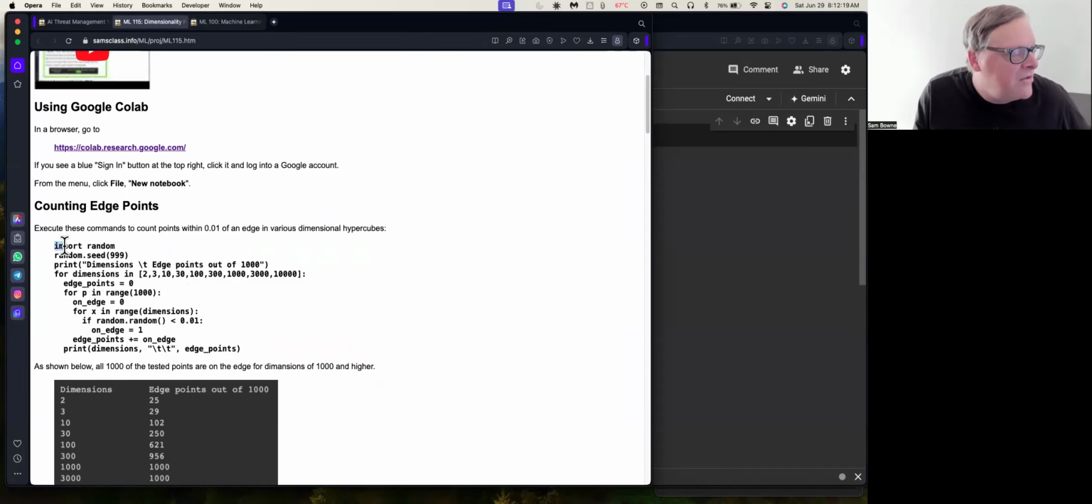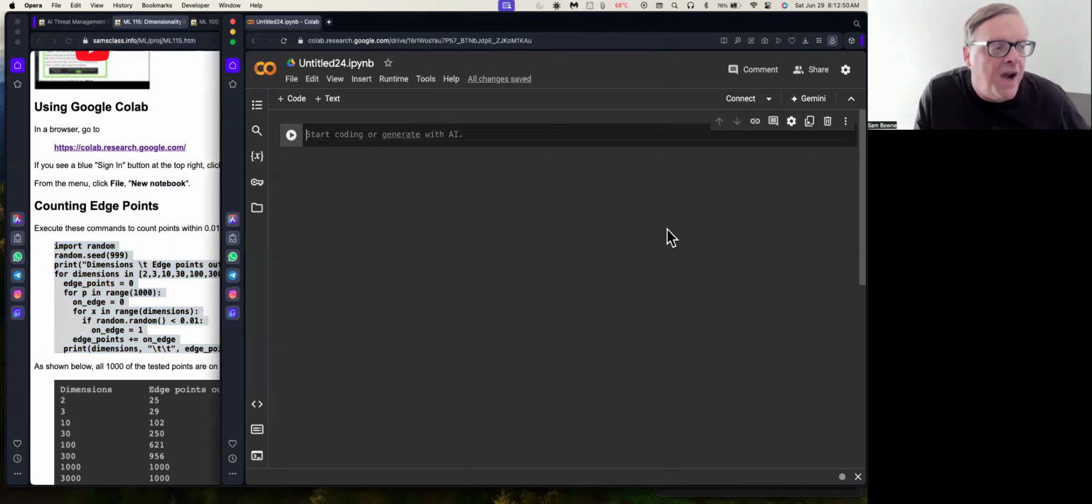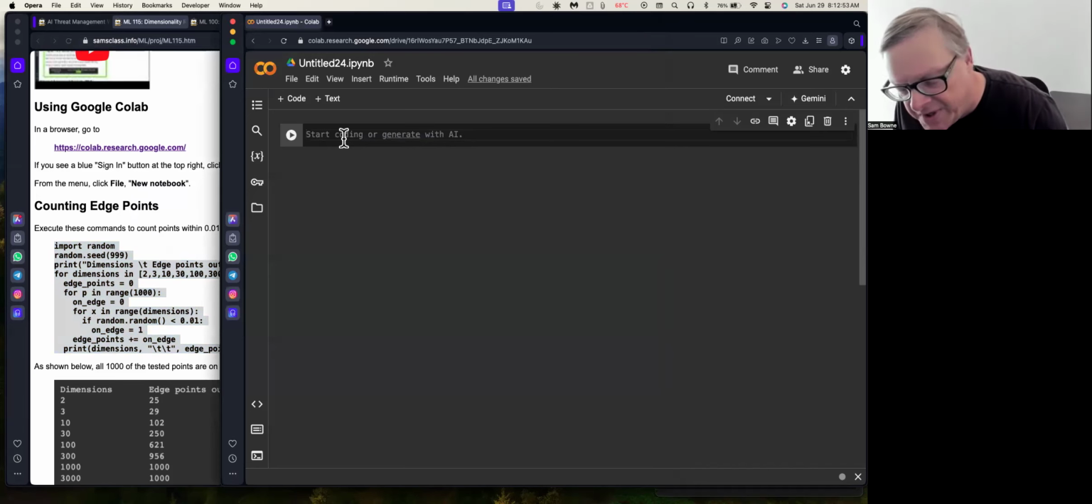So here we're going to make a hypercube that goes from 0 to 1 and has some number of dimensions, 2, 3, 10, up to 10,000 dimensions. And then we're going to take 1,000 random points in the hypercube and count how many of them are on the edge of the cube. The problem is there's a lot of edges. So if any of those dimensions is less than 0.01, then it's on an edge. Also if it's greater than 0.99, it's on an edge, but I didn't even include those, so we're only going to find half of them with this system.